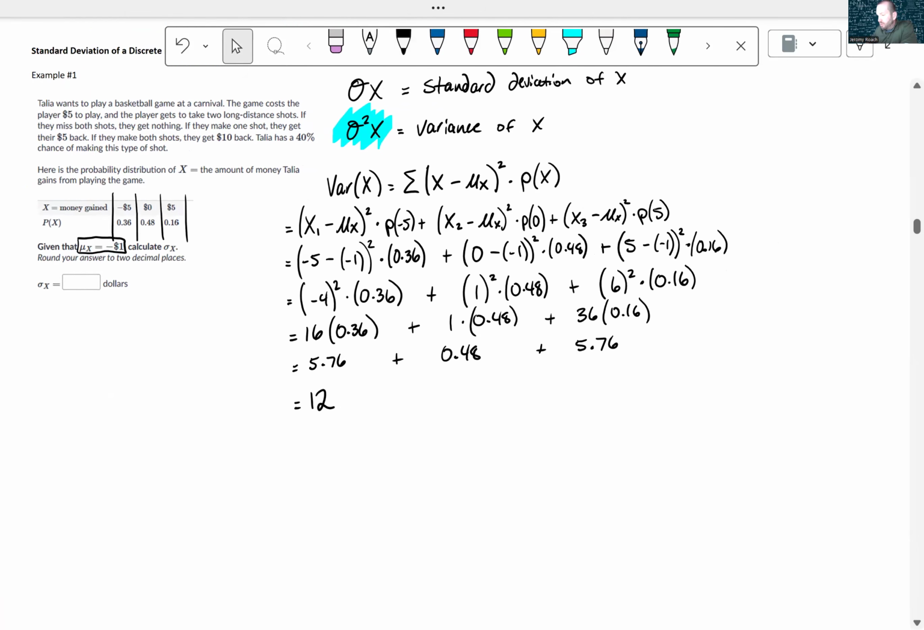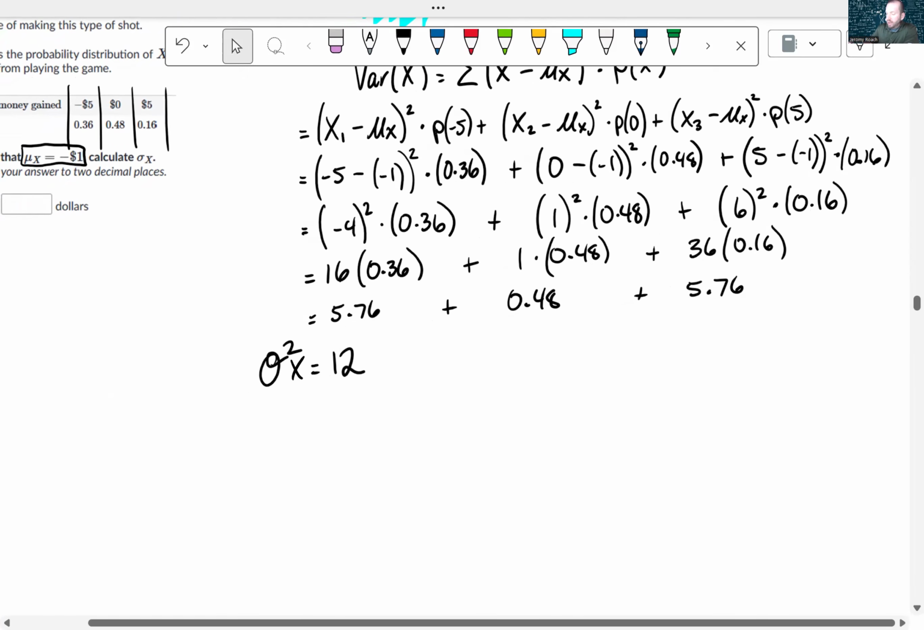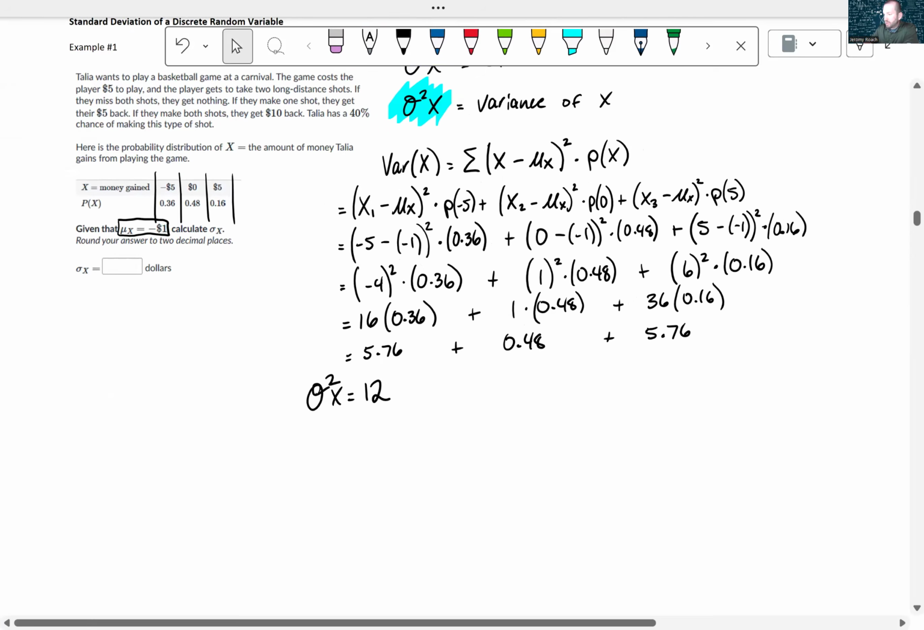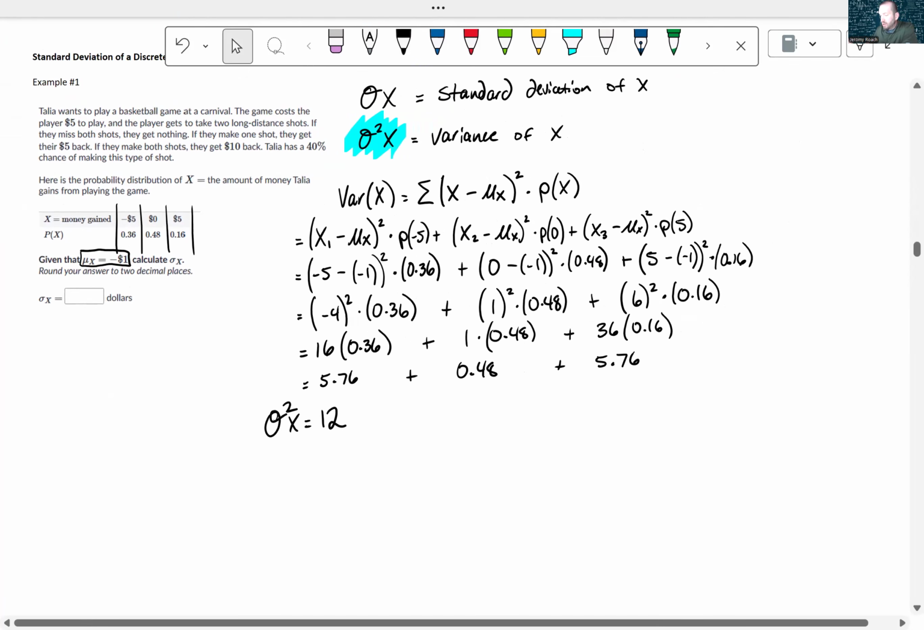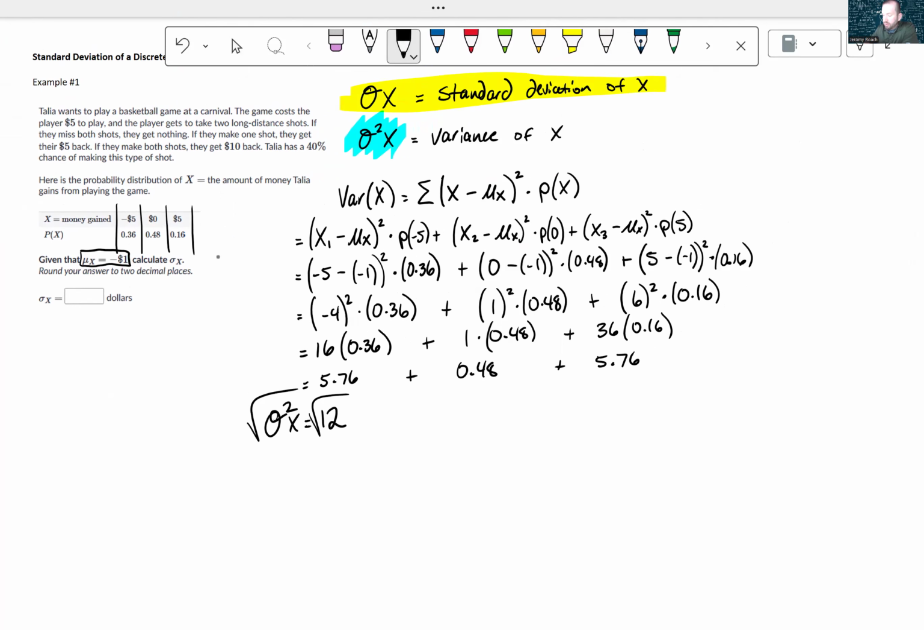Now, this is the variance. The variance is the standard deviation squared. So this 12 is that. Maybe I should write Var of x. So that's what that 12 represents. We want to find the standard deviation. We want to find this. And so all we have to do is just take the square root of both sides.